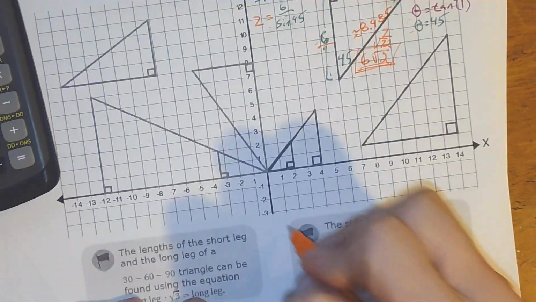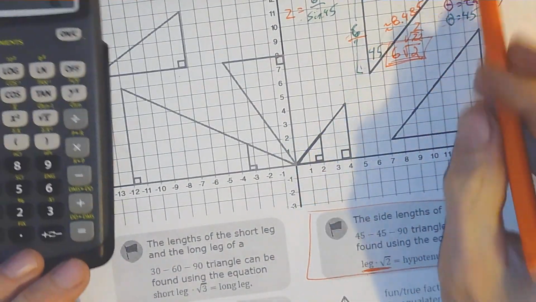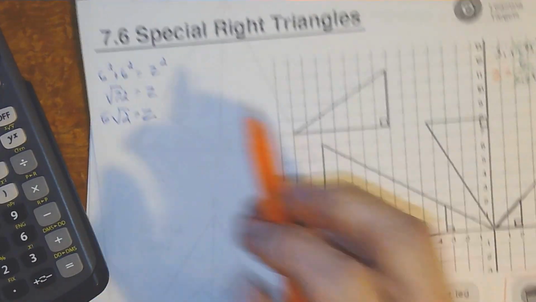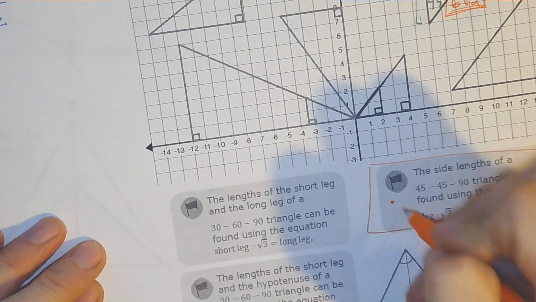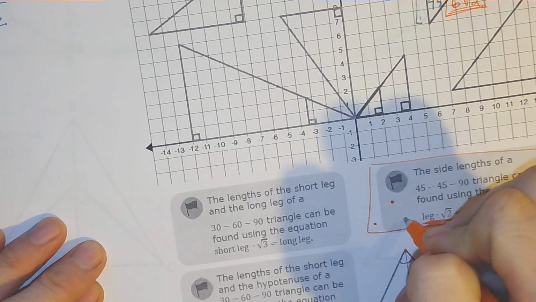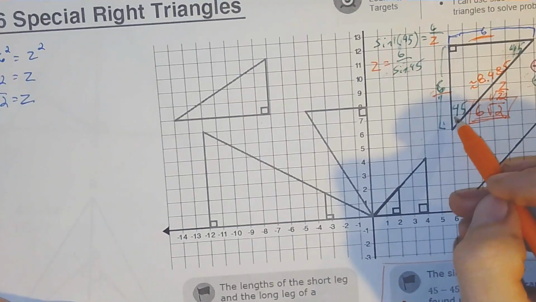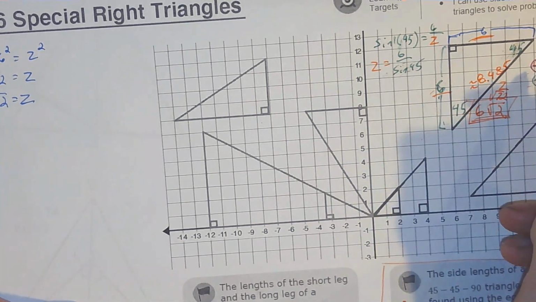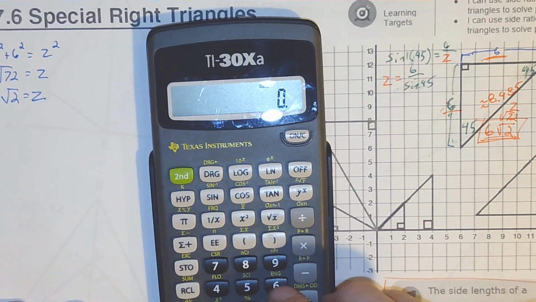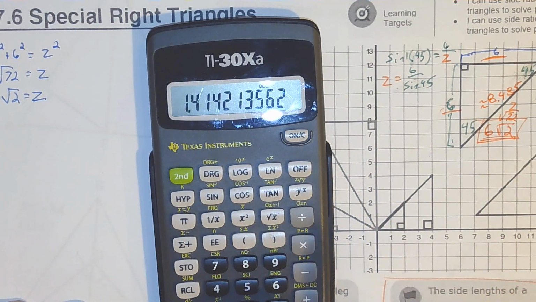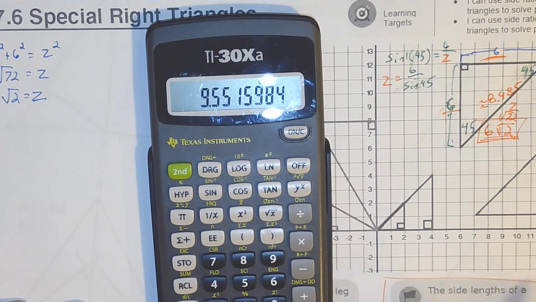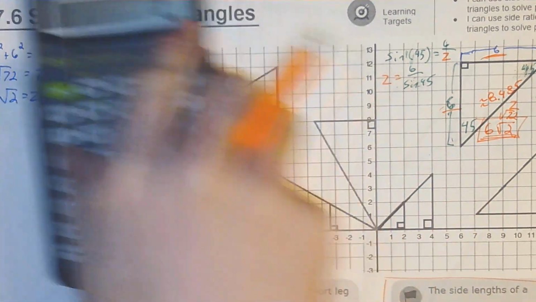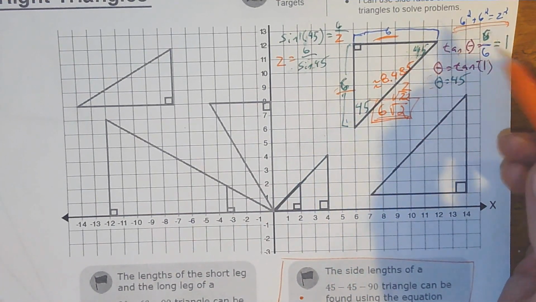So this is a good one to know. It saved me all that work. And if I just know this thumb rule, it doesn't matter what this is. It could be like 6.745. And I could put 6.745 times the square root of 2. And that would be good. I could take the square root of 2 and multiply it by 6.745, and then that would be the answer. That is the cool thing about 45, 45, 90 triangles.